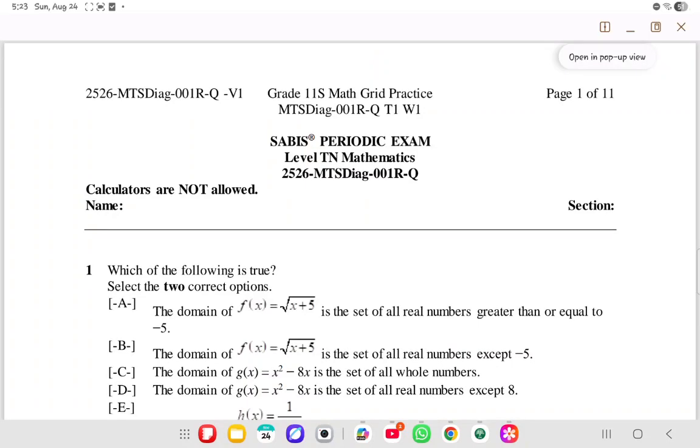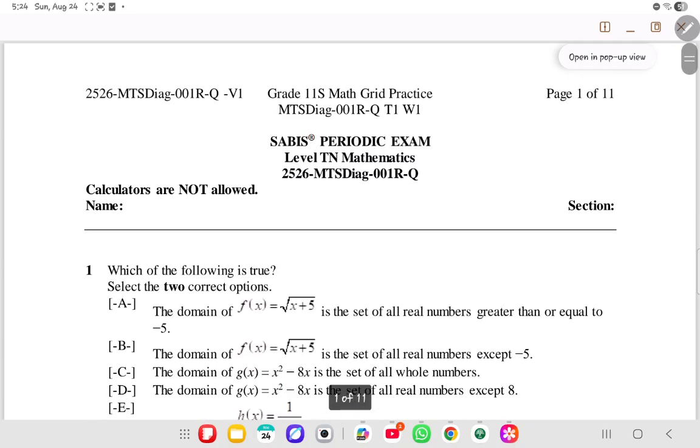So today I'm gonna be explaining the diagnostic periodic. It turns out there's a few changes: calculators are not allowed. The quiz I did is good for extra preparation, but please do it without a calculator. I did not know that. They just updated and sent the periodic exam right now.